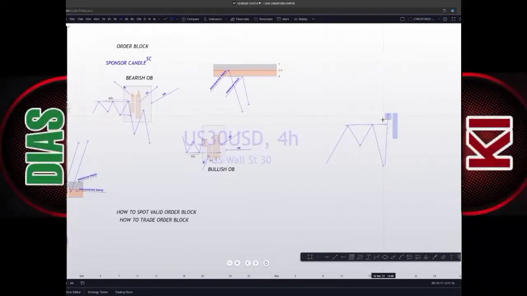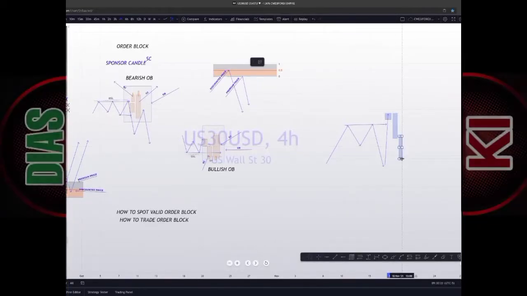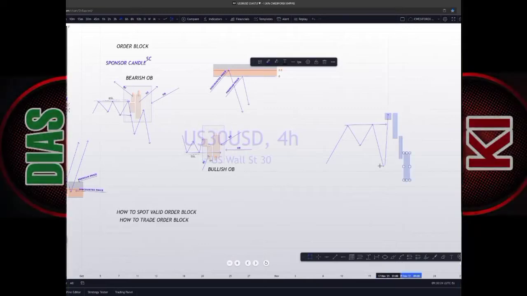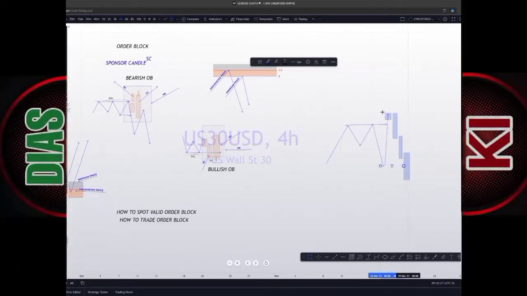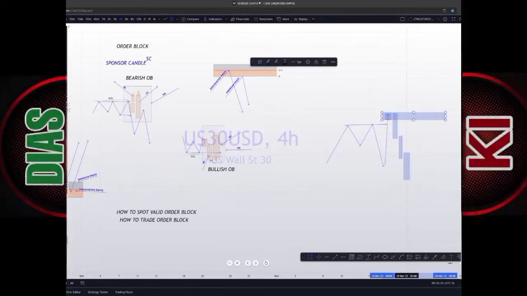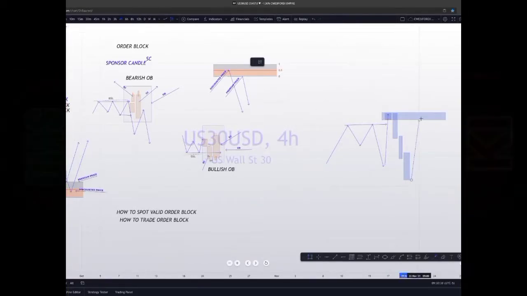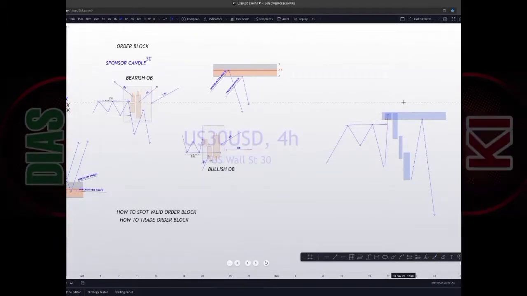Are you getting it? So when you see something like this and it breaks structure, you see it broke the structure over here. Then this place becomes what? An order block for us, a valid order block. Then we should be expecting price to return to this place to mitigate these orders over here. Are you getting it?